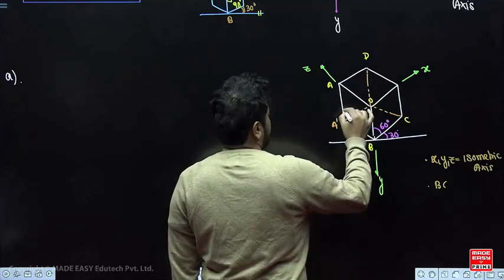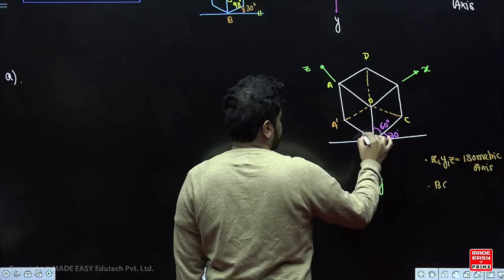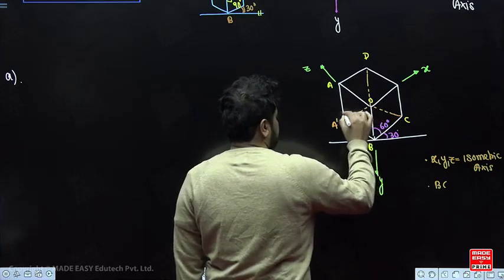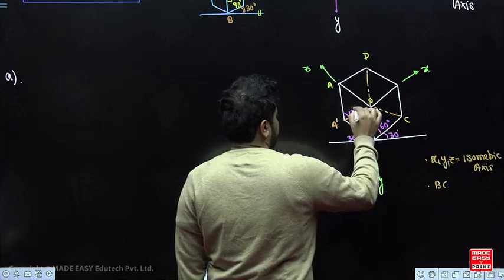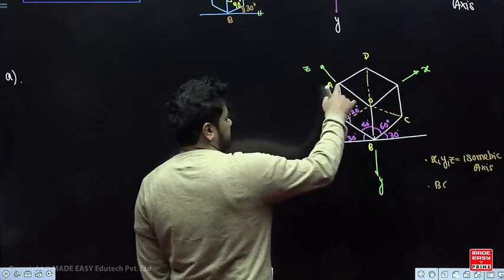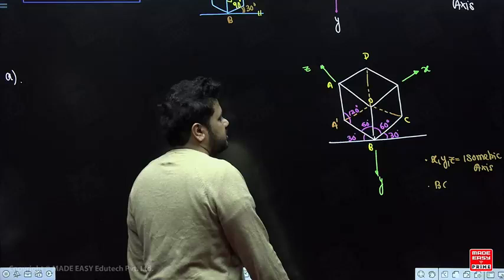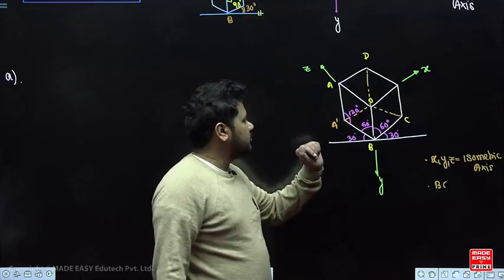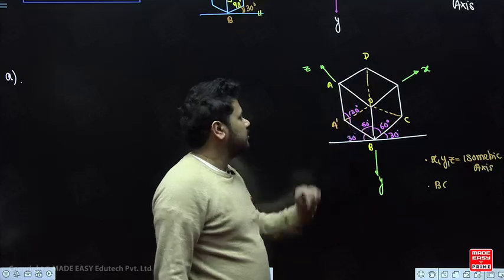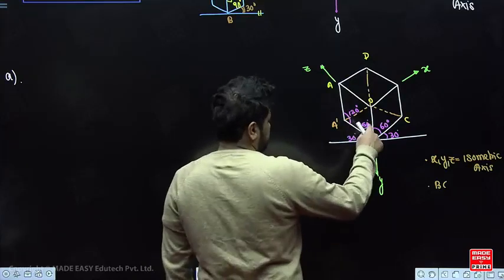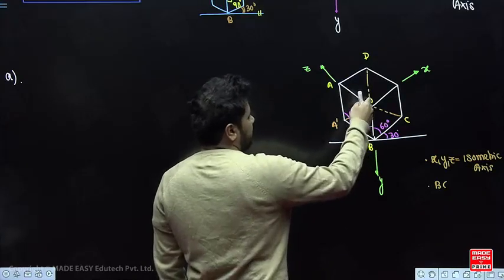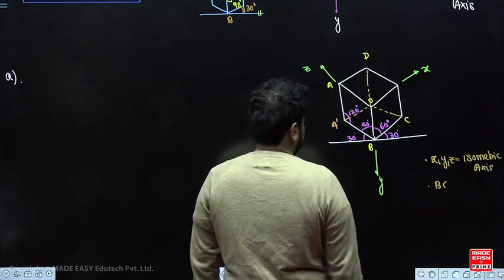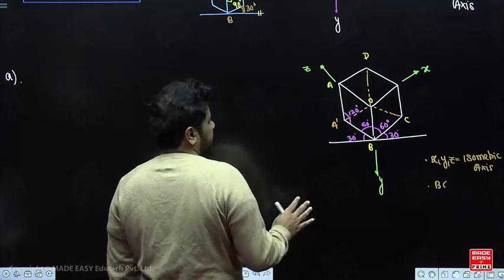Then how much is this angle? Okay, this angle is 60 degree. Similarly, this angle will be 30 degree and this angle will be how much? 60 degree. So how much is this angle? You will say it is 120 degree. Why? Because this is 60, this is 120. Now AA dash and OB are parallel to each other, so it has to be 180 degree. So 60 plus 120 is 180 degree, which means OB and AA dash are basically parallel to each other. Clear till here? Okay.